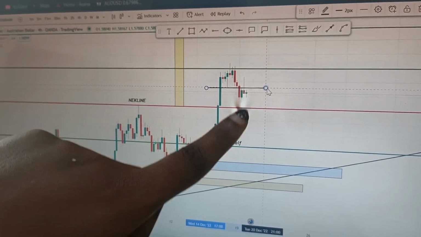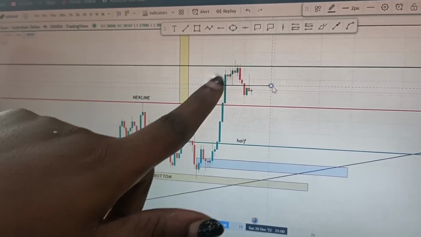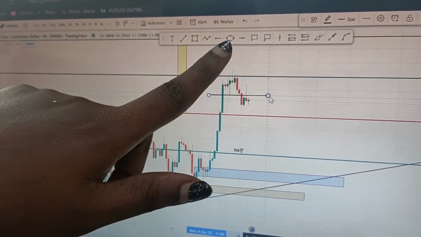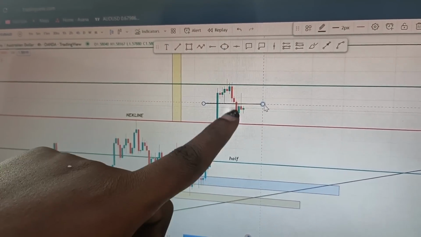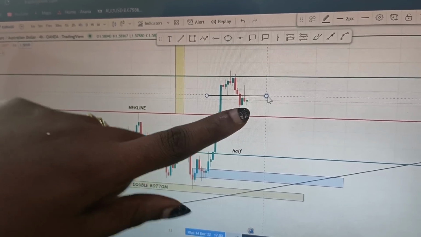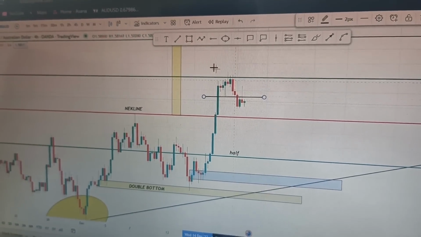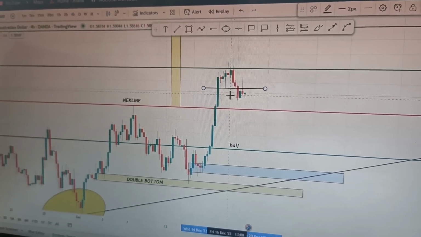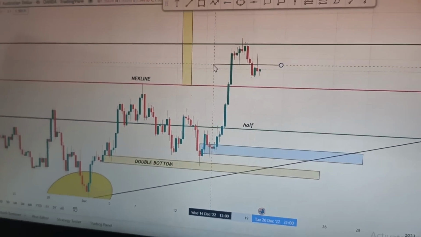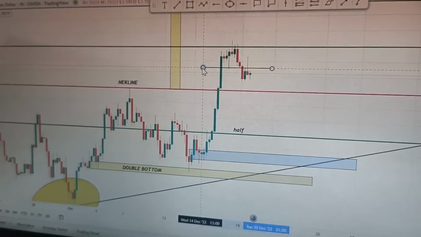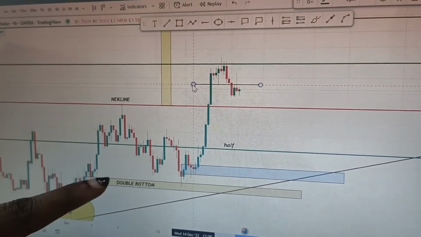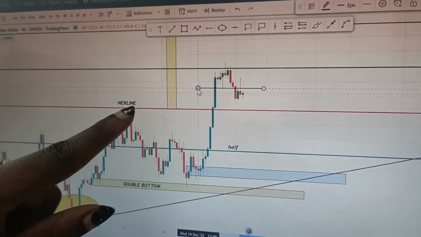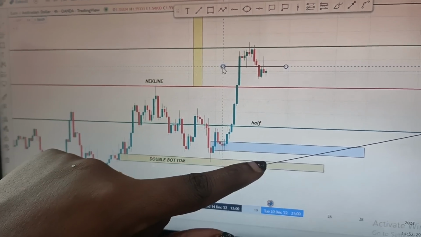So we have a shooting star here. Even the buyers are not able to push this market higher, because you can start seeing a break of structure, and even the pattern being seen here is a shooting star. So right at this moment, I don't have a pattern to work with. It's just my theory that when the double bottom breaks the neckline, it reaches half and then it retraces.